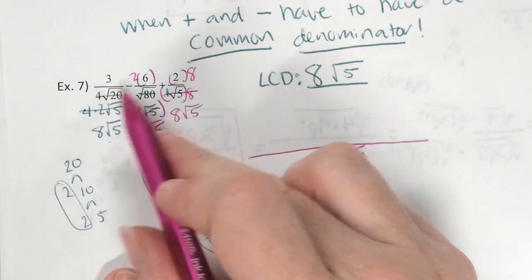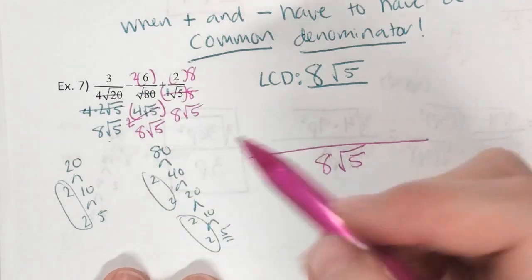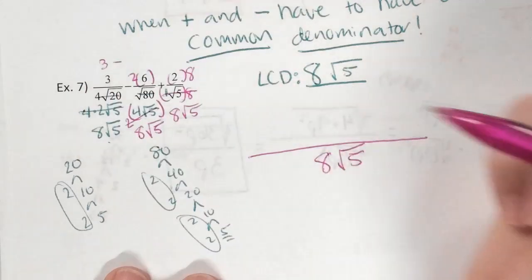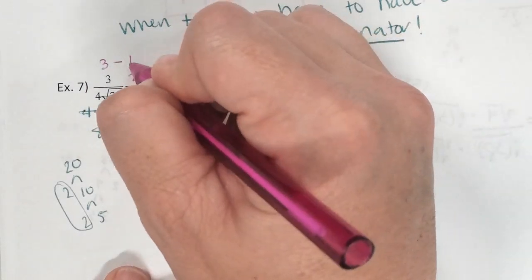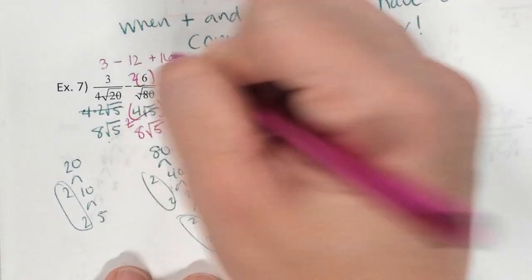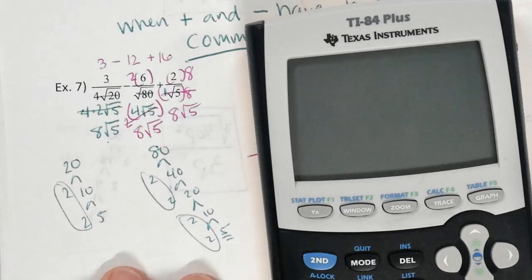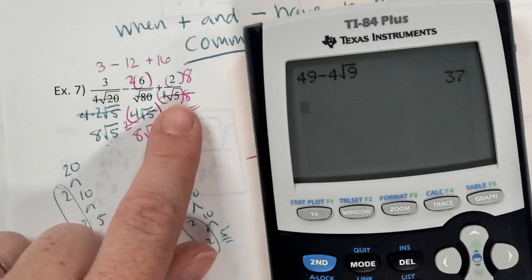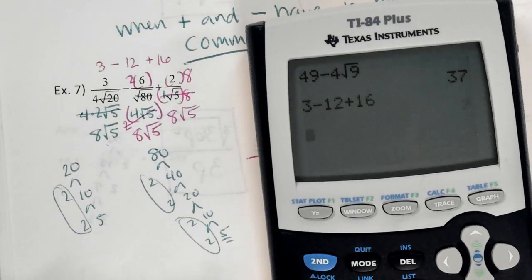And I need to simplify the numerator. Well, I have 3 minus, what's 2 times 6? 12. Plus, what's 8 times 2? 16. And can I type that in my calculator? Could I have typed it the way it was? Yeah. And I get 7.